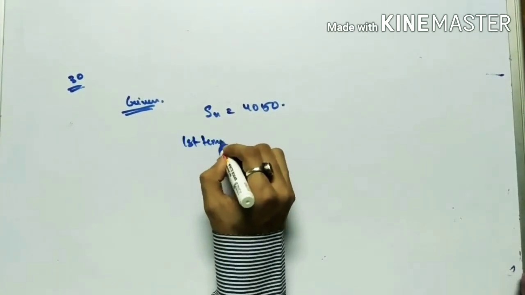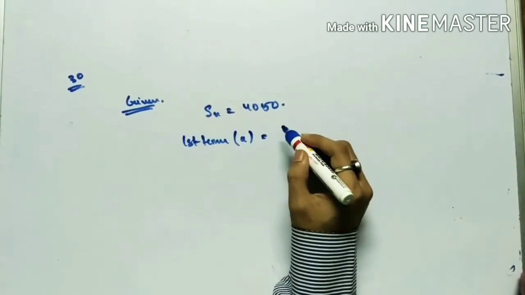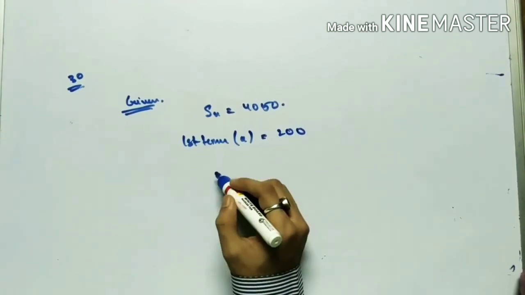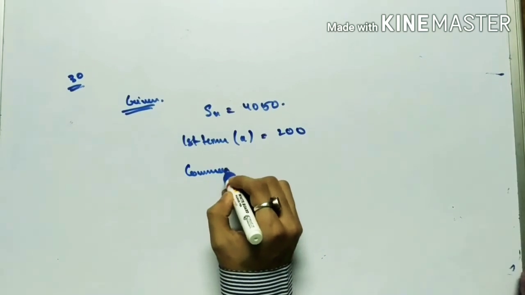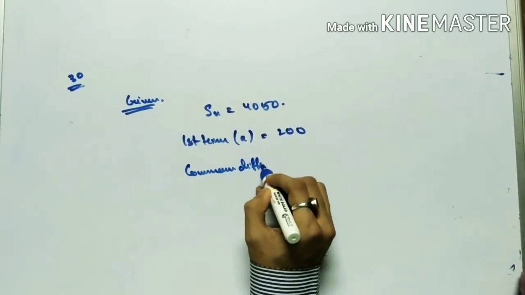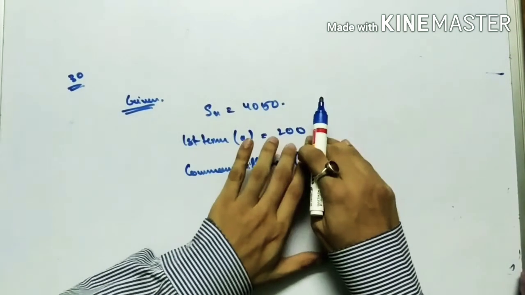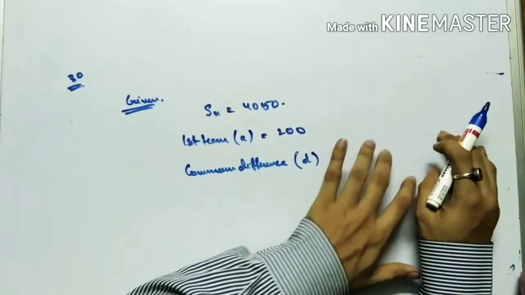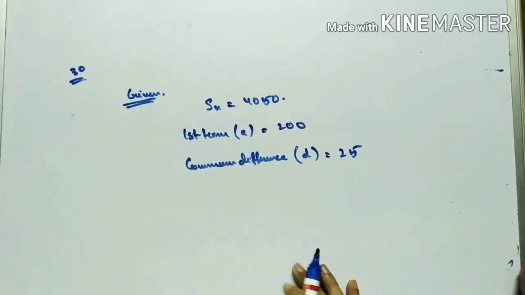First term, that is A. What is the first term? At the first installment, how much is he paying? 200 paying. And the common difference will be 25, because in the next installment he will have to add again 25. Understand? Next installment will be 225, next installment will be 250, like that it will go on. So the common difference will be 25.